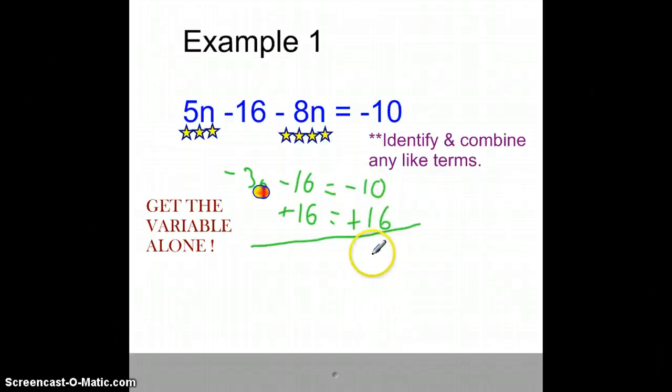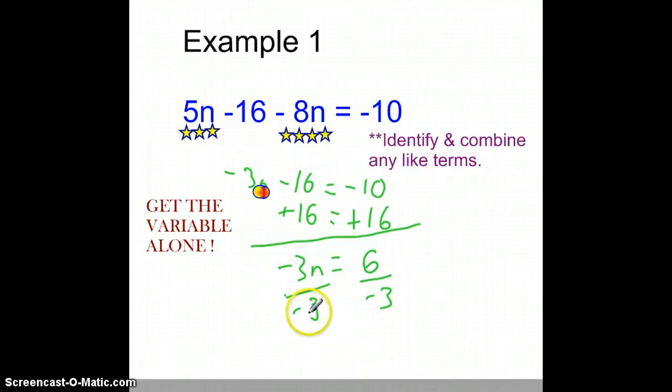Negative 10 plus 16, we should all know that's going to be our positive 6. Different signs, take the difference, take the sign of the bigger. Over here, negative 16, positive 16, that'll cancel each other out. And all we're left with is our negative 3n. Now, we have negative 3 times n equals 6. Again, we need to get that variable alone. Almost there. Negative 3 times n, so we'll do the opposite. We'll divide by negative 3 on both sides. What you do to one side, do to the other.